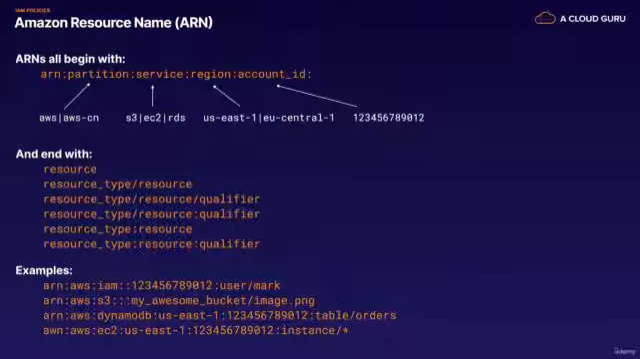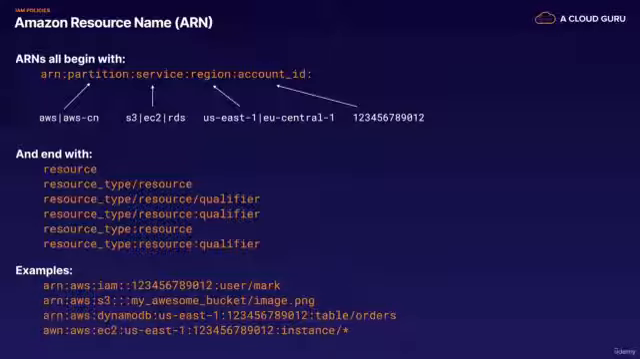Let's take a look at another one here. This is a single table within DynamoDB. So we have ARN, AWS, DynamoDB, the region name, because DynamoDB is a regional service, our 12-digit account ID, and then our resource type, which is table, / resource name, which is orders, the name of our table. Let's take a look at one last example here.